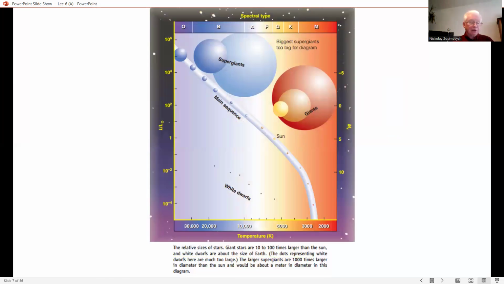Notice the great range of sizes among stars. The largest stars are 100,000 times larger than the tiny white dwarfs. Suppose the Sun were a tennis ball: the white dwarf would be a grain of sand, and the largest supergiants would be as big as a football field. Let's look at this figure, please, to compare the stars' sizes.